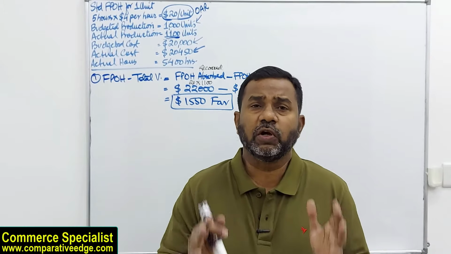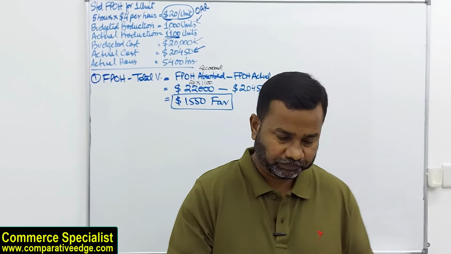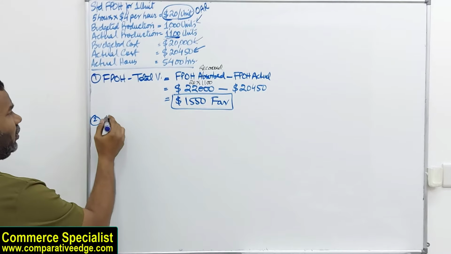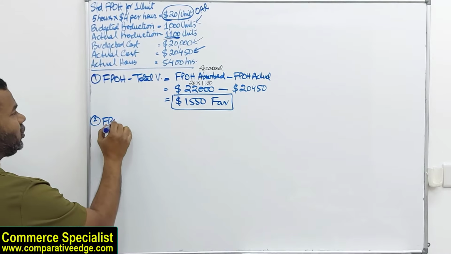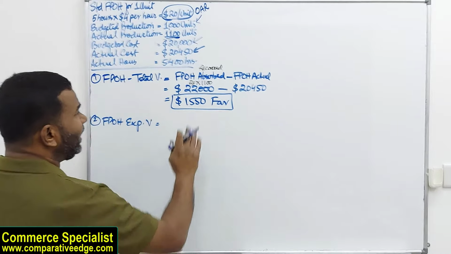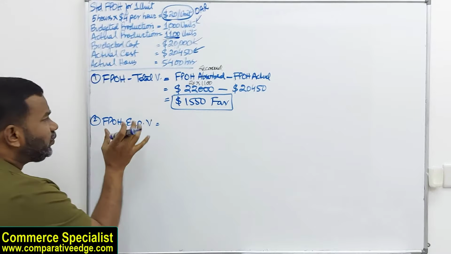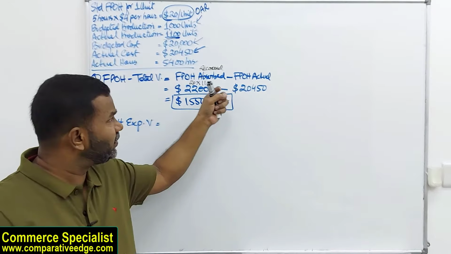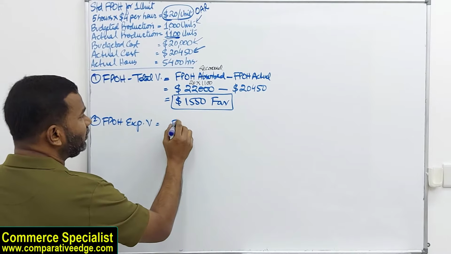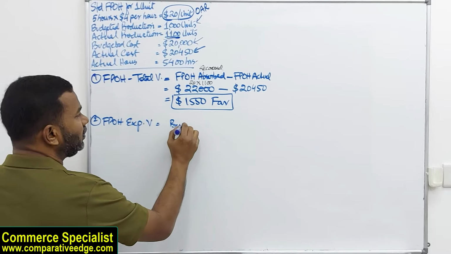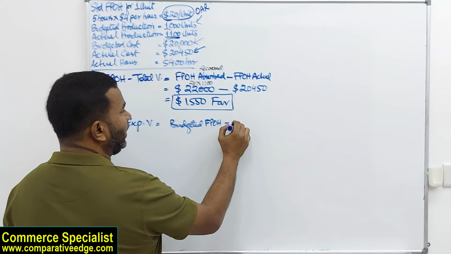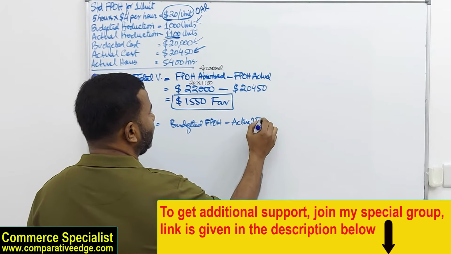The next variance is the fixed production overhead expenditure variance. And the fixed production overhead expenditure variance is very simple. It's like this. The fixed production overhead expenditure variance is 99% like this. There's only one change. Have a look at this. We have budgeted fixed production overhead minus actual fixed production overhead.